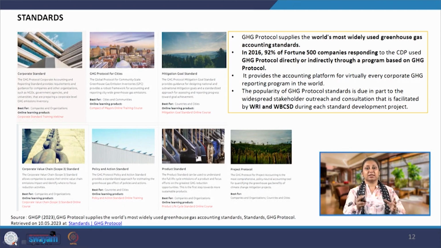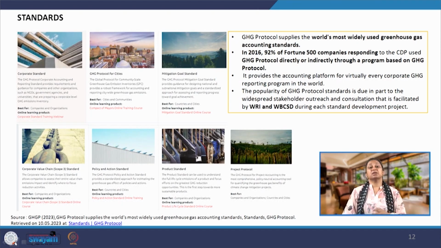So, it is not the direct emissions seen from the assets owned by the company, but the entire value chain, from where the raw material is procured to how the delivery happens to the end user. Through that entire value chain, we are looking at the emissions which go into scope 3 emissions. So, this is the corporate value chain standard. Then we are looking at the policy and action standard. It provides a standardized approach for formulating policy for reducing GHG emissions.